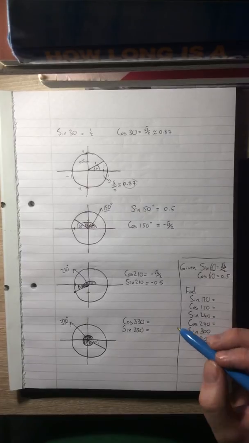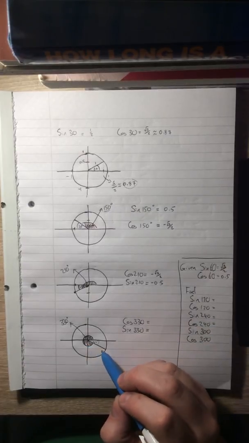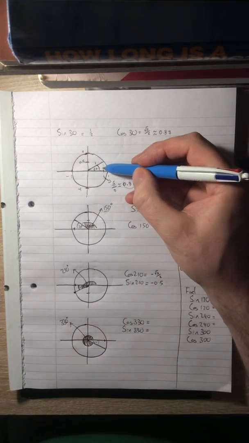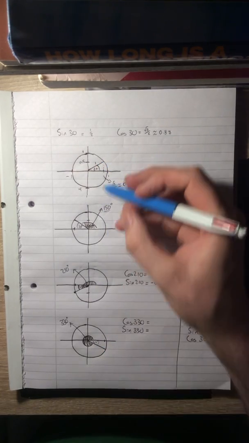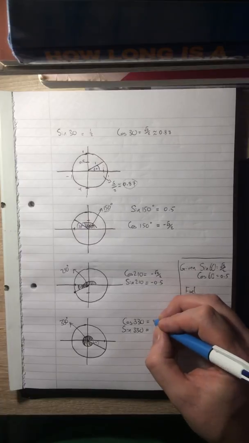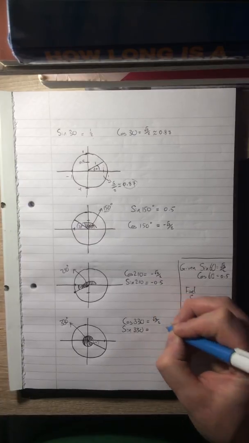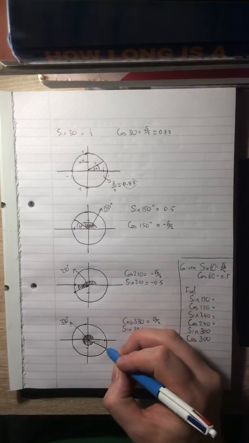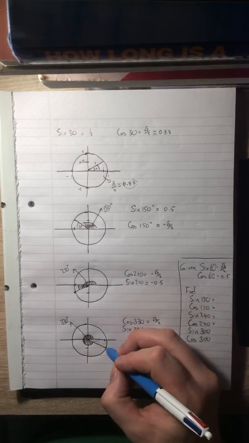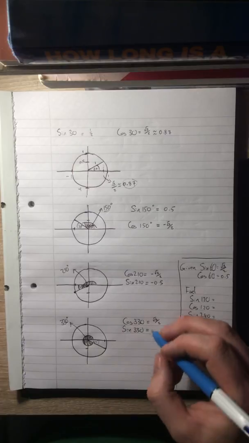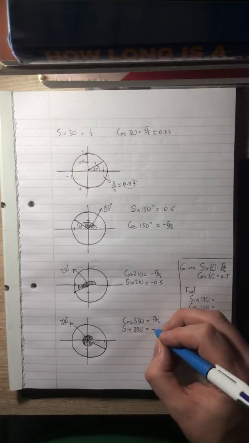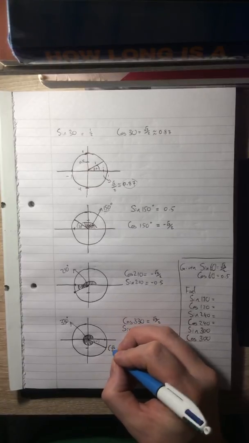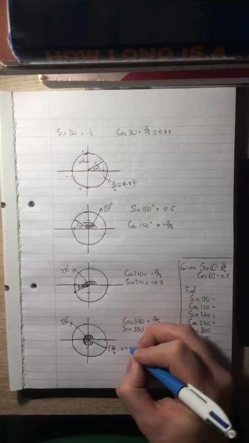The cos of 330 is the x coordinate, and that's a mirror image of our first diagram. So that's our same 0.87 or root 3 over 2. It's positive. And the sine of 330 is our y coordinate, which is over here. Our y coordinate is minus 0.5 again. And if you wanted to write out that coordinate, that would be root 3 over 2, minus 0.5.